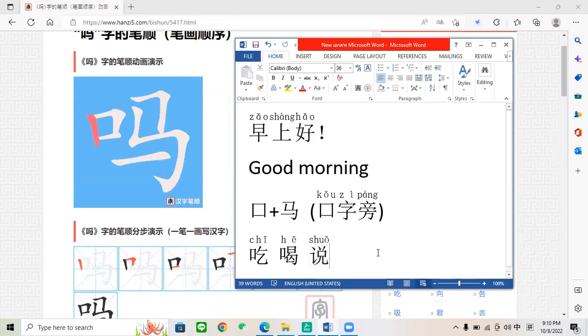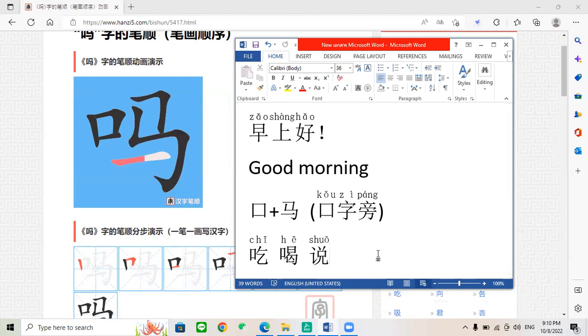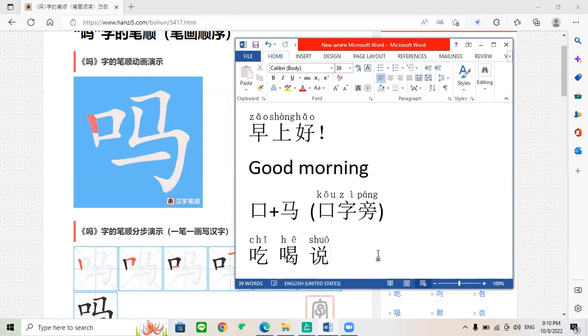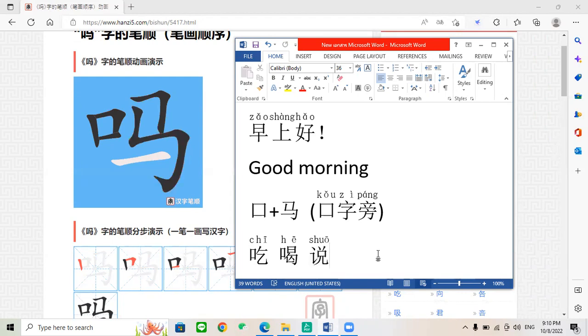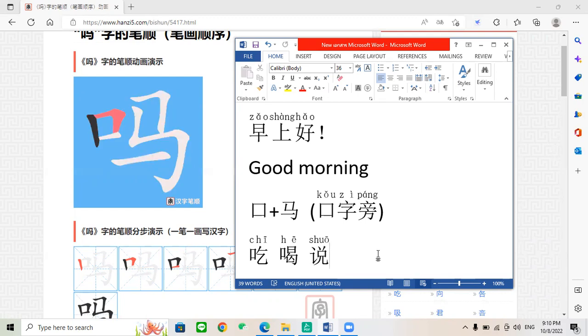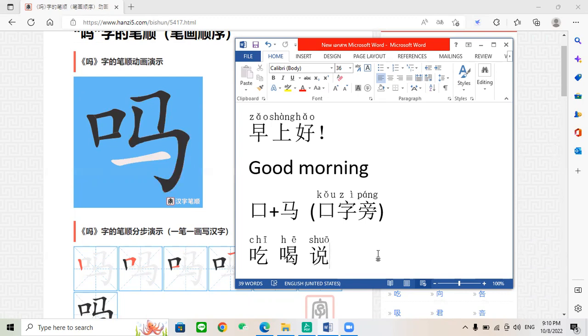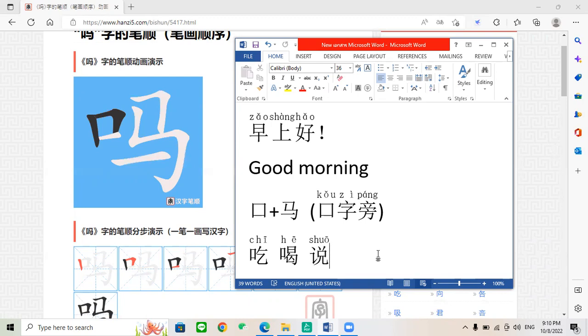Okay. All right. So ma here is like a question particle. We use this one at the end of a sentence to raise a question, especially a yes or no question. When we build a sentence which is a yes or no question, then we usually place ma at the end of the sentence. Okay, but I will explain more in the dialogue. Okay, so here is ma.